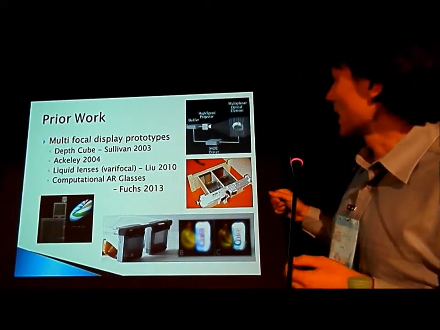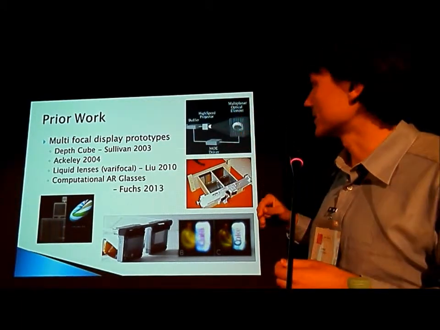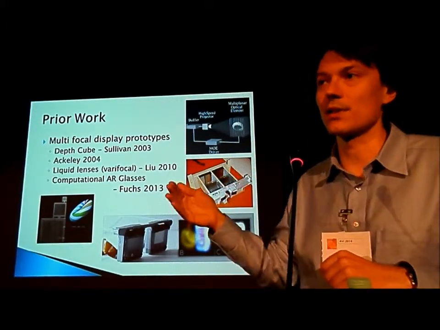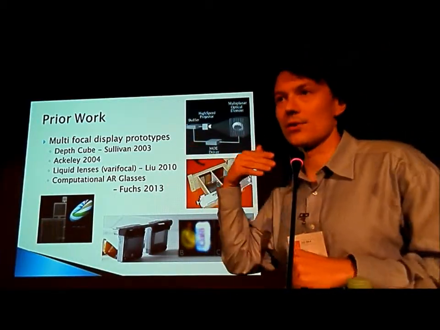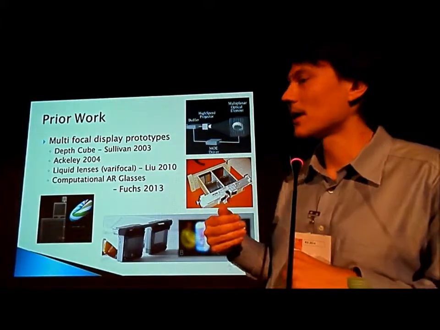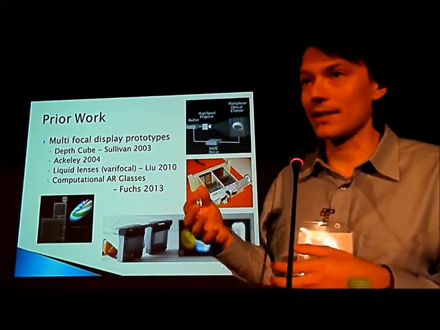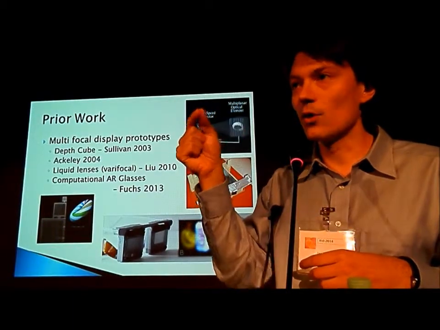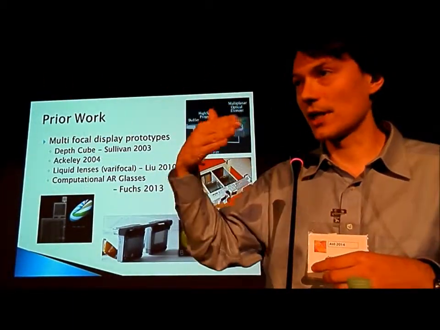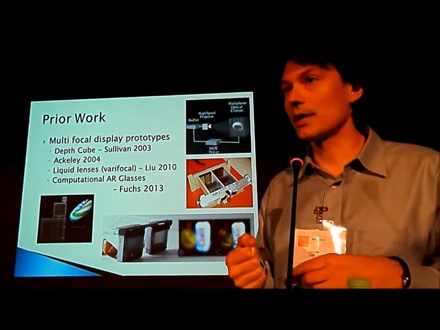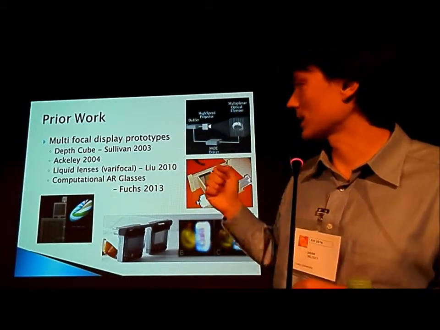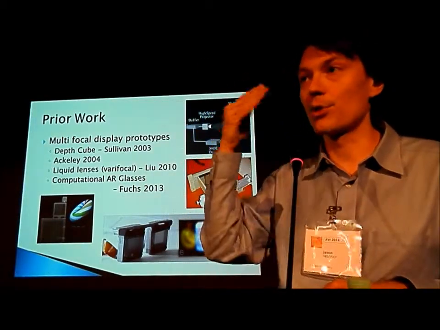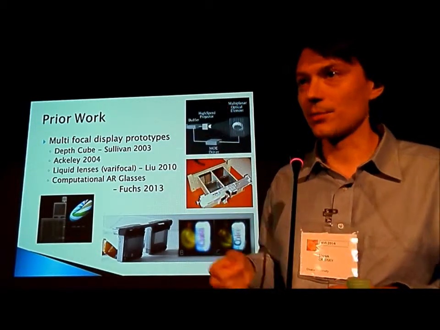But these devices allow you to display things correctly, or more correctly, so to speak, at different distances in the environment. These prototypes have become better and better, and a second one by Akeley in 2004 was more designed towards testing perception. So how do people perceive things at different depths? In the real world, we have an infinite number of depths that people can be looking at. So how do we replicate that in a display? More recently, liquid lenses were developed, or lenses that are varifocal, meaning you can change the focal distance in real time, by Liu in 2010. And most recently at ISMAR last year, computational AR glasses, which I believe is a light field display, allow you to computationally determine and project the correct depth at which someone is looking at something in the real world.